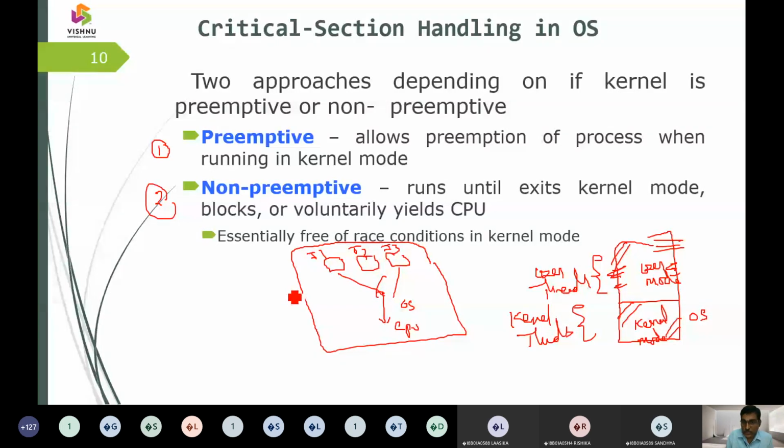So we say it runs until it exits the kernel mode or blocks. Here it is going to enter into the kernel mode, and it is executing job 1, job 2, job 3. So we can say it is non-preemption. The jobs are brought into the kernel mode, and until the jobs are completed, no other job is taken up, because it has pushed all the things into the kernel mode. Until the jobs have been completed and are out of the kernel mode, new jobs are not going to be inputted. That is where non-preemption comes in.